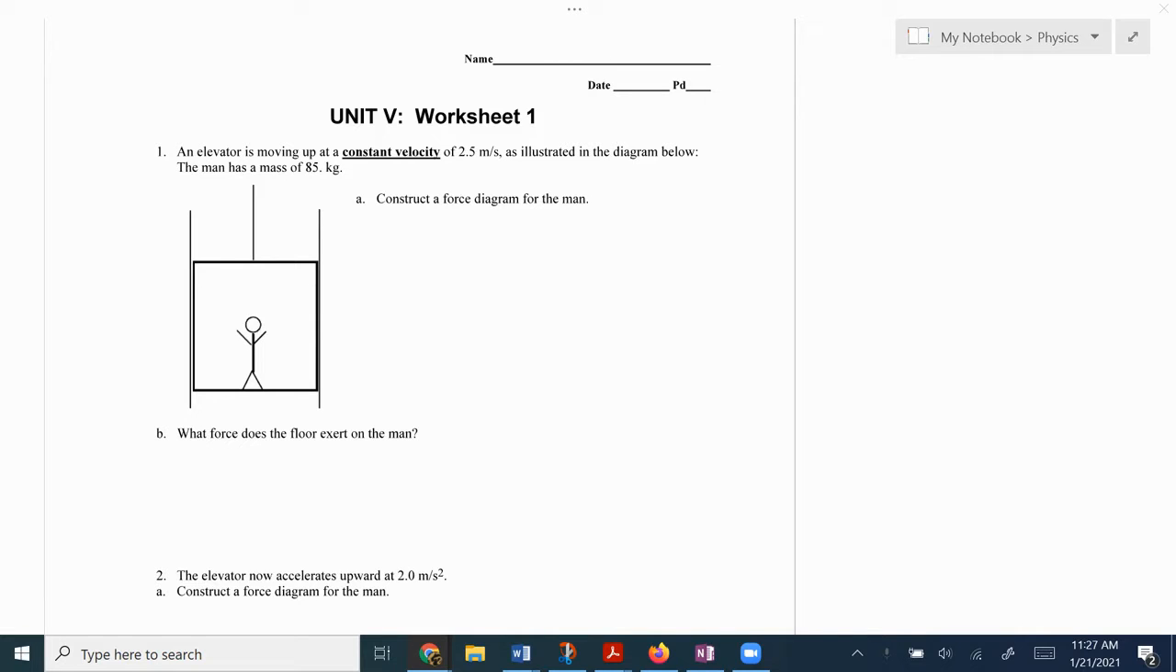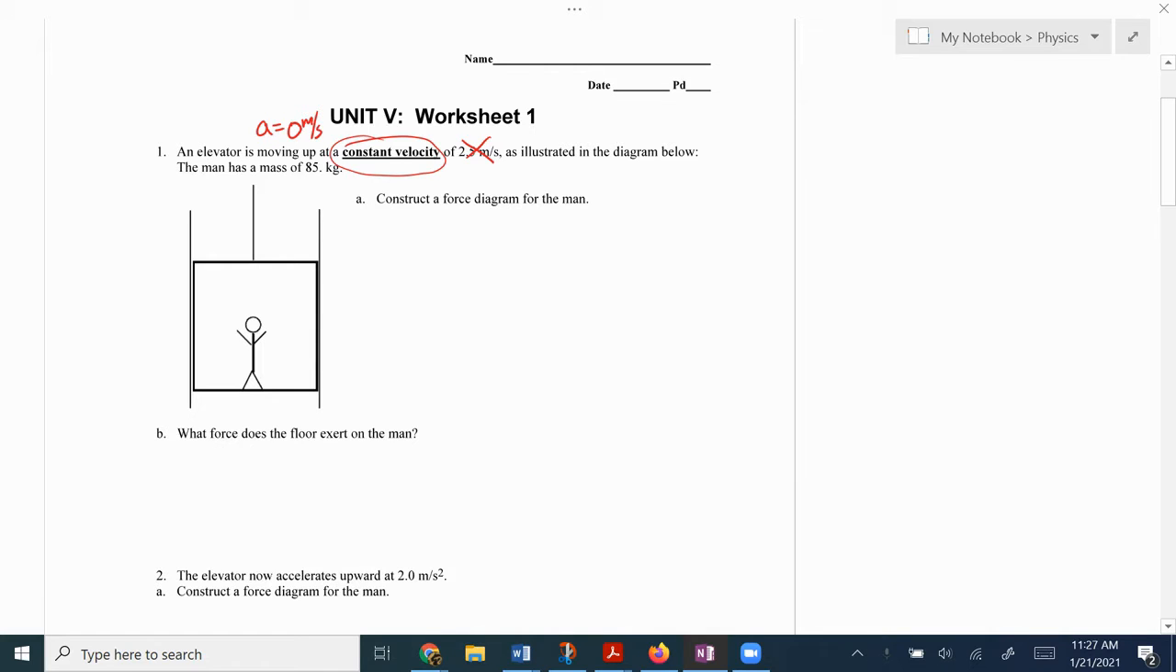So here we go. The first one: the elevator is moving at a constant velocity, so that's the most important part. The actual speed itself does not matter, because it doesn't really matter how fast you're going. As long as you're moving at a constant velocity, your acceleration is equal to 0. That's the only thing we're really concerned about here.